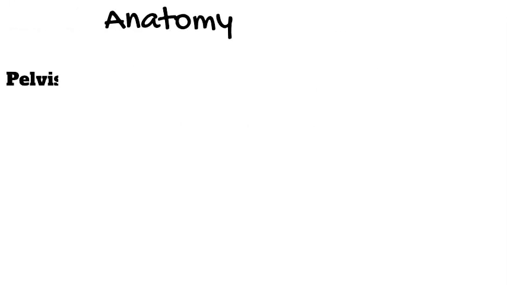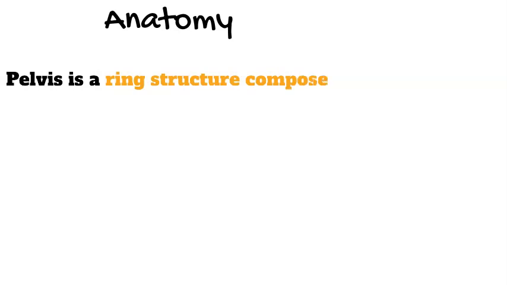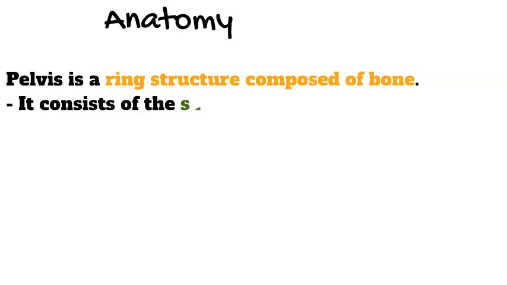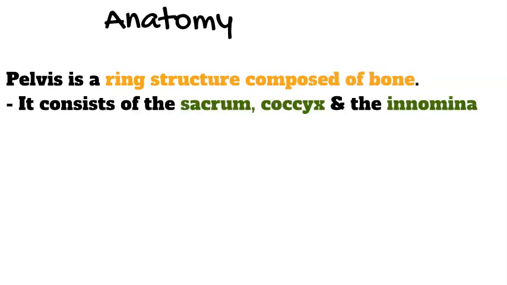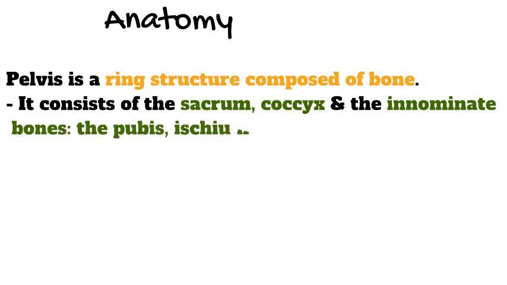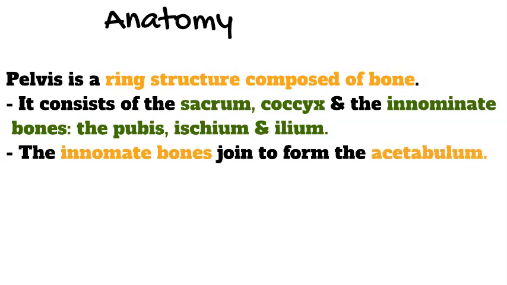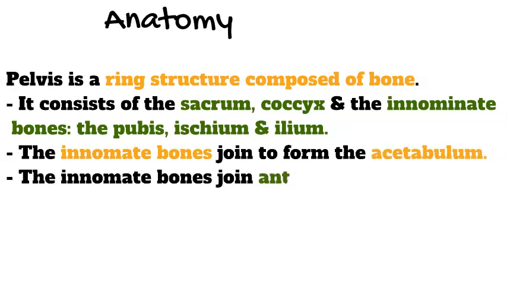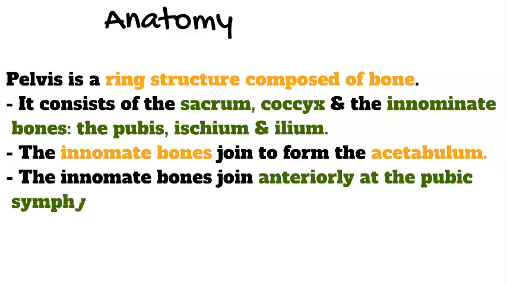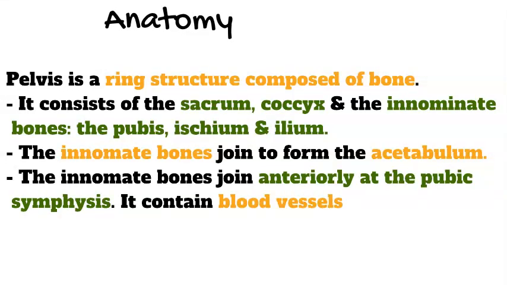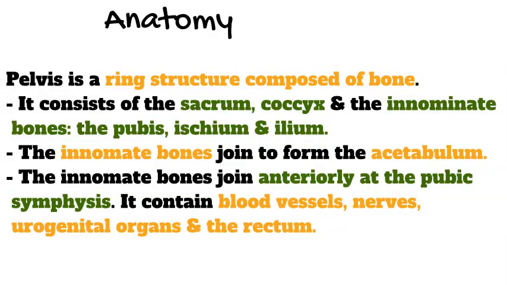Anatomy. The pelvis is a ring structure composed of bone. It consists of the sacrum, coccyx, and the innominate bones: the pubis, the ischium, and the ilium. The innominate bones join to form the acetabulum. The innominate bones join anteriorly at the pubic symphysis. It contains the blood vessels, the nerves, urogenital organs, and the rectum.